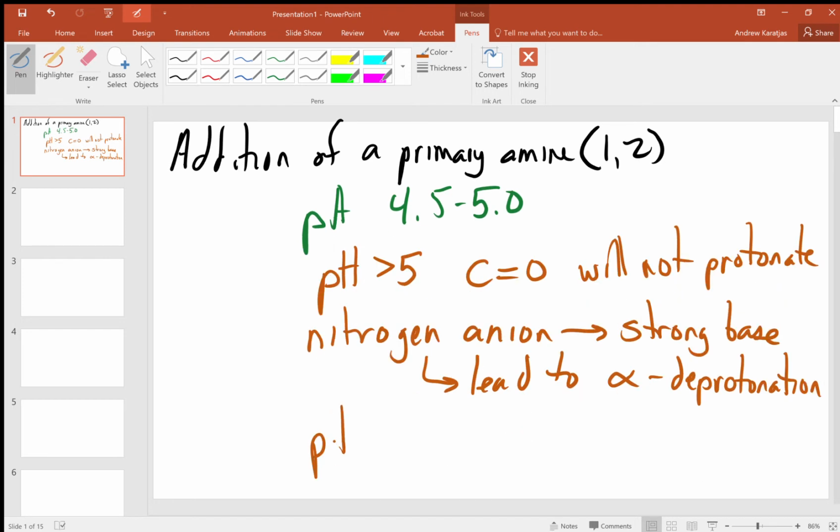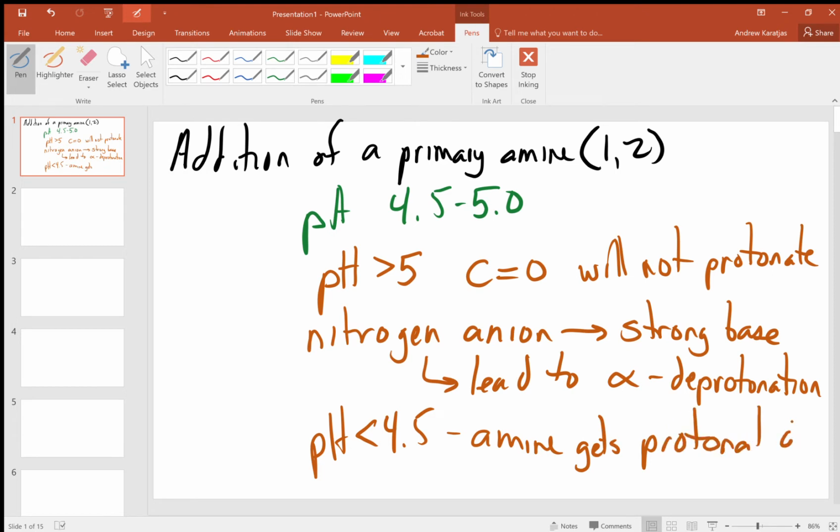But if your pH gets too low, say below about 4.5, then your amine gets protonated. And if your amine gets protonated, it no longer has a lone pair on it. And if it doesn't have a lone pair, it can't be a nucleophile.